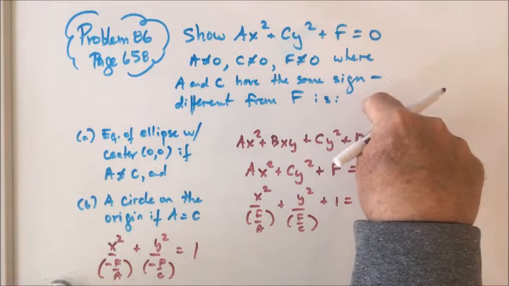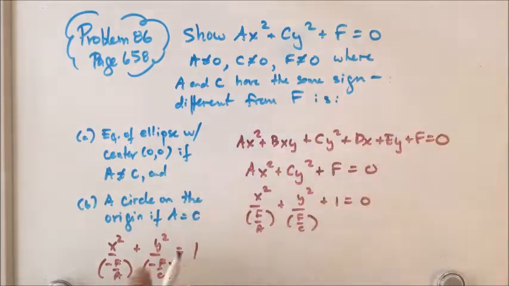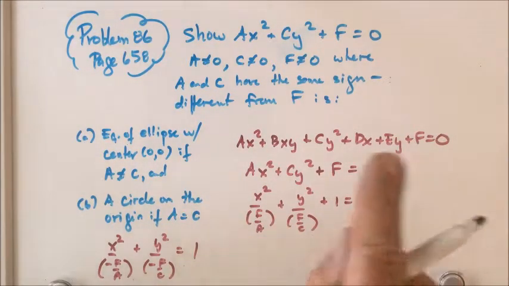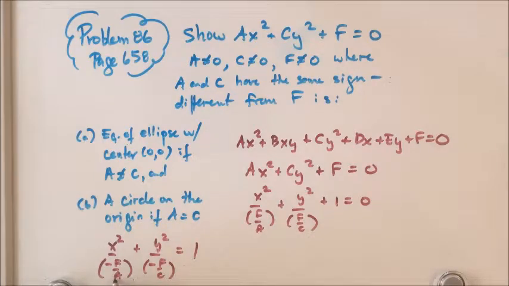So remember what the caveat up here said: a and c have the same sign, and f is different. So if a is negative, f is positive. That means the quantity minus f over a is positive. Great. I kind of want to call it a squared. It's positive, so I can call it a squared.